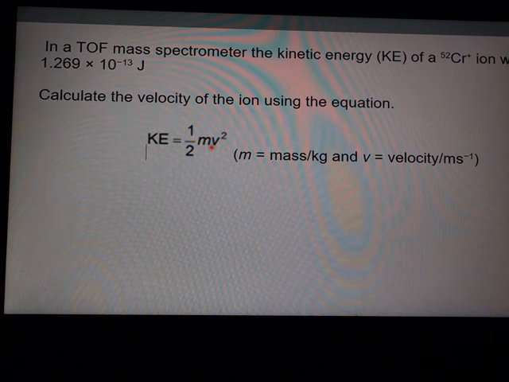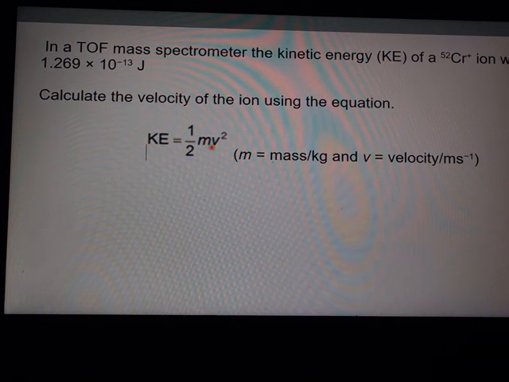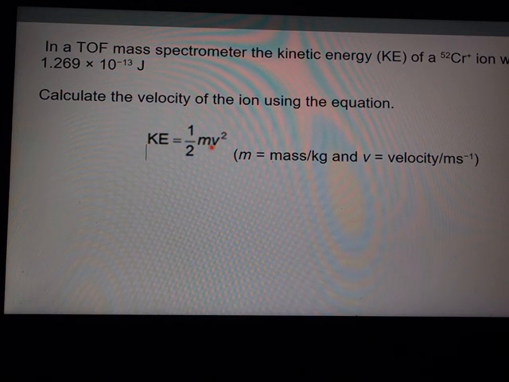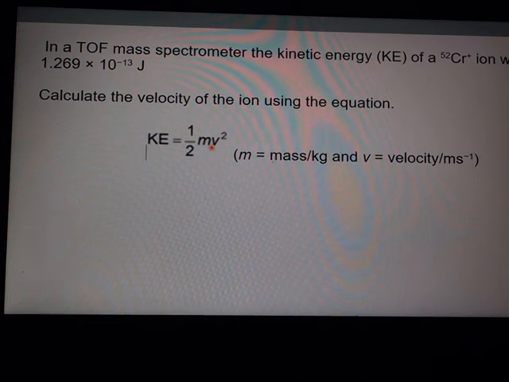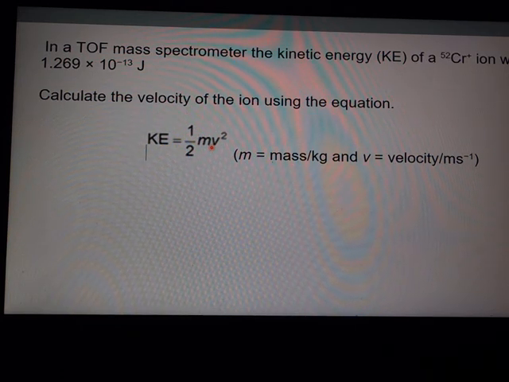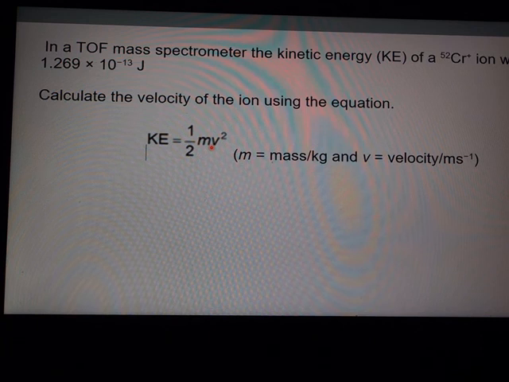Or if you find that the time of travel in the mass spectrometer, or the speed that you find in the mass spectrometer, is faster than the speed of light, which is 3 times 10 to the power 8 meters per second. If you find a velocity greater than 300 million meters per second, then you know you've got it wrong. So it's really important to get an idea of the range of these measurements.